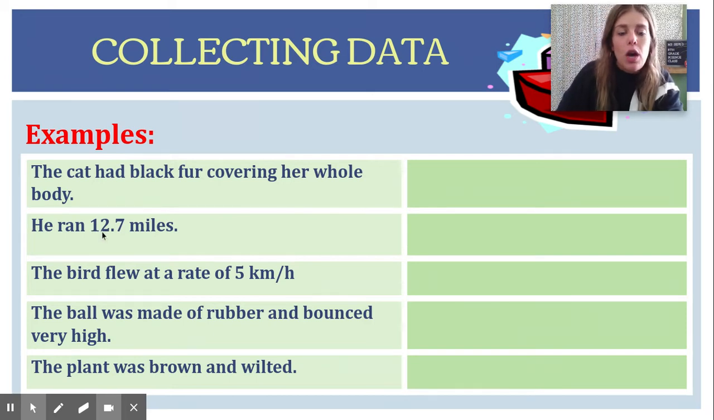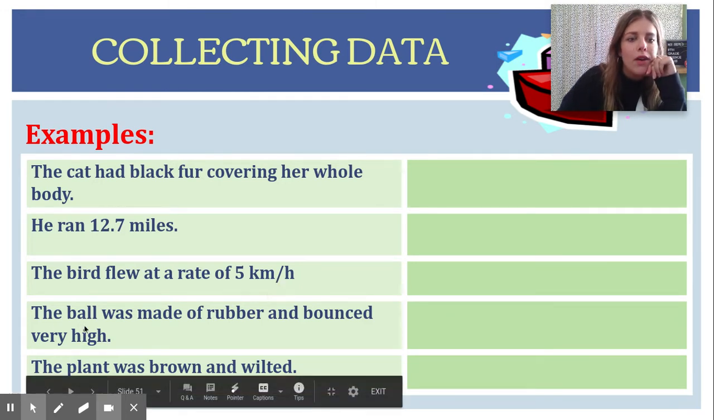He ran 12.7 miles. This would be an example of quantitative data with an N because we are collecting a measurement. You are going to measure the distance that he ran, and we see a number here. So that's our clue that it's quantitative with an N, numbers, N, quantitative. The bird flew at a rate of 5 kilometers per hour. Quantitative data. What about the ball was made of rubber and bounced very high?